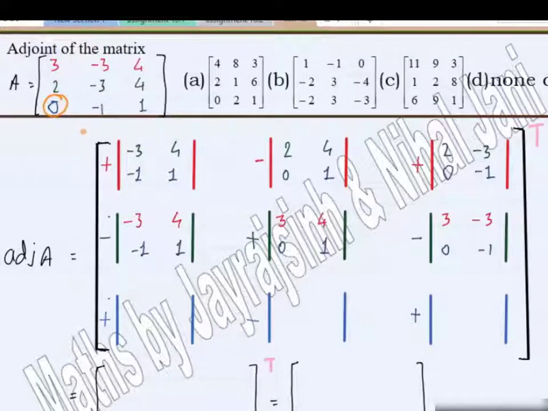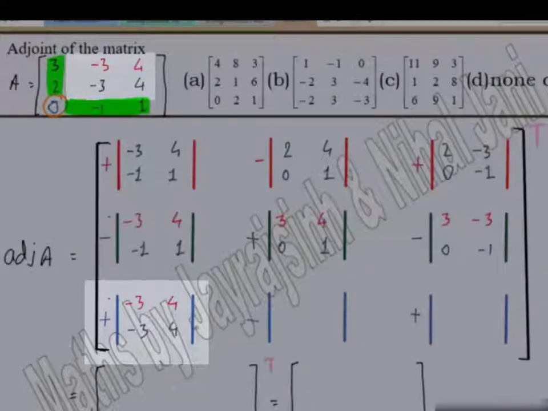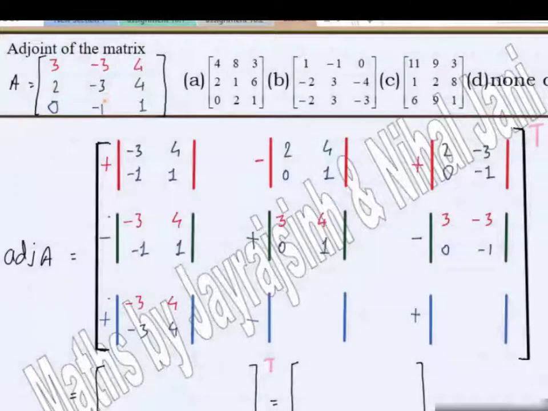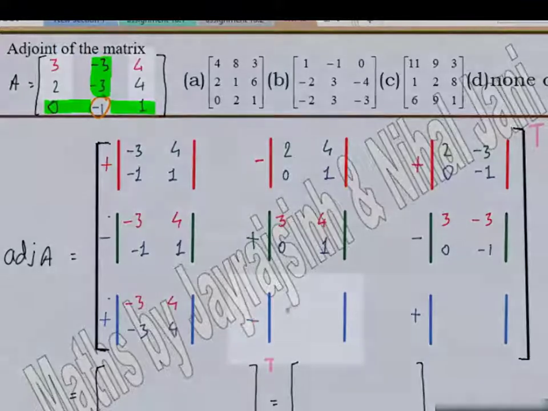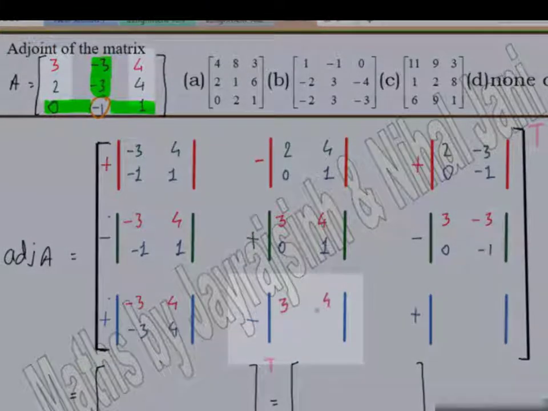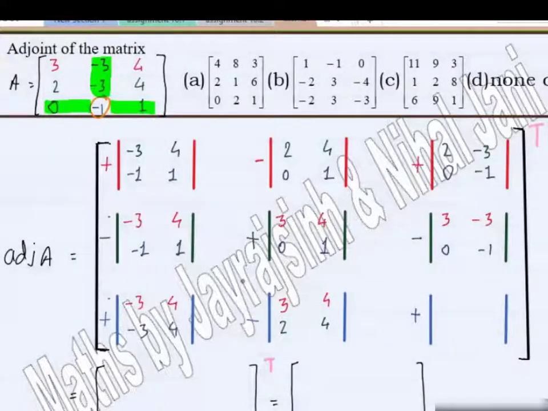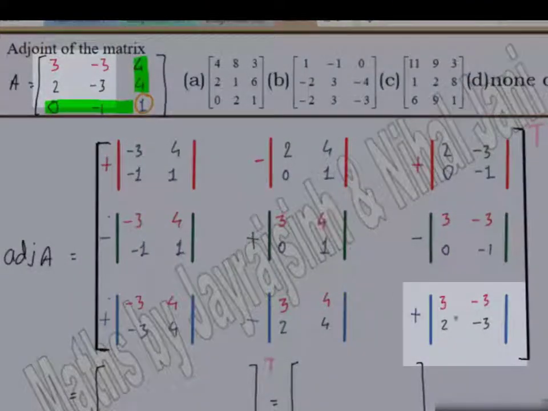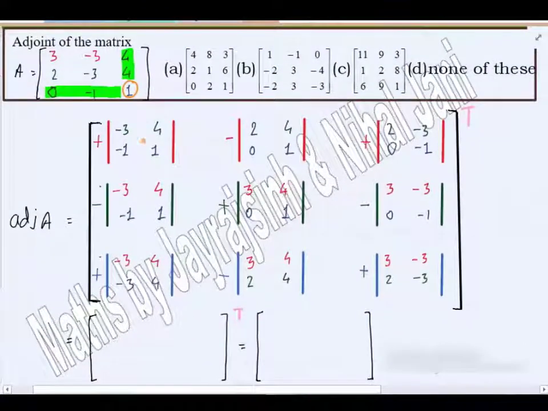Now we should move to the third column. Its first cofactor is minus 3, 4, minus 3, 4. Then the cofactor of next term will have negative sign and 4 and 2, 4. And the last cofactor is 3 minus 3, 2 minus 3. Now it's time to step number 2.